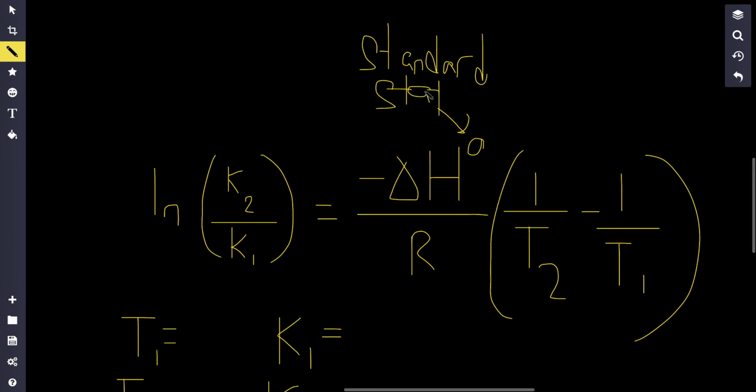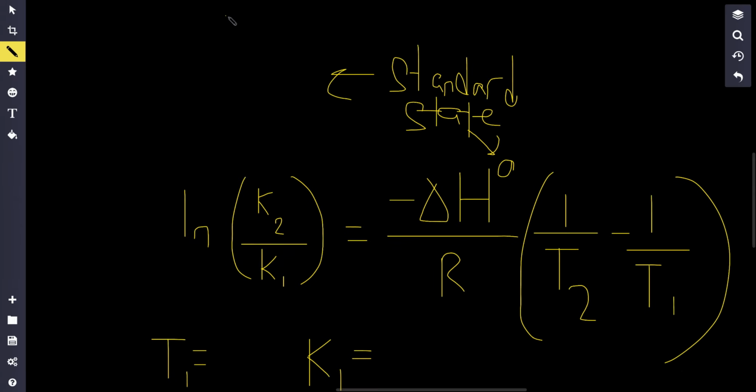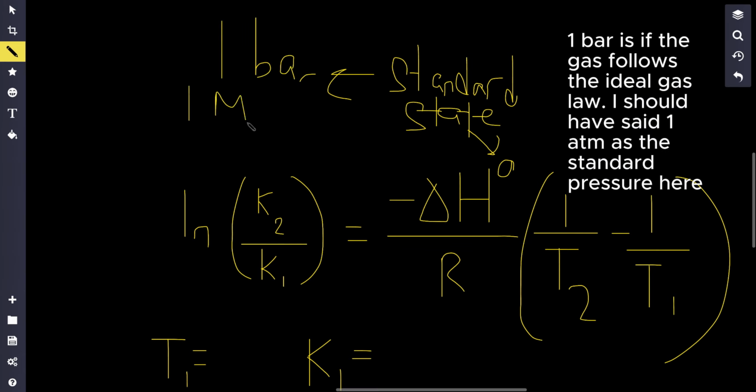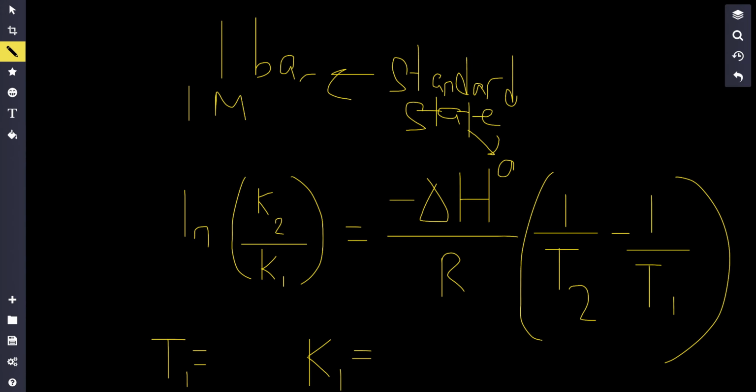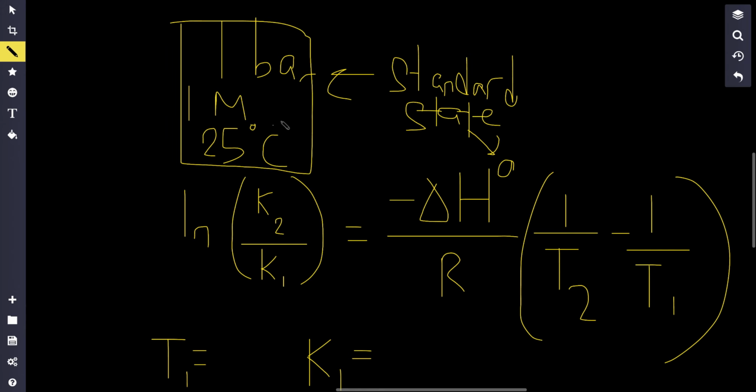I'm going to write this down first. This pretty much represents the standard state, a set of conditions. Usually the pressure is at 1 bar. The concentration, if you're dealing with solutions, is 1 molar, and temperature is usually 25 degrees Celsius, or I'm pretty sure 298 Kelvin. But these are basically the standard conditions, right? These are conditions that are used as a basis of comparison.